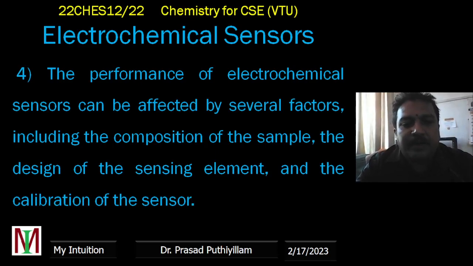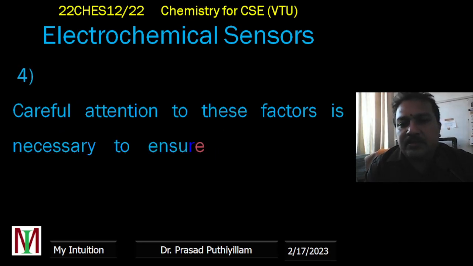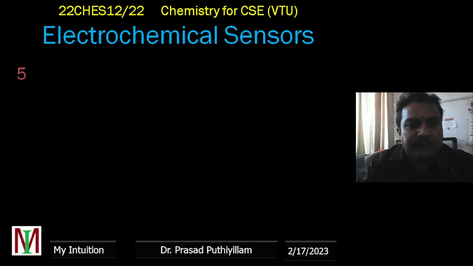Design of the sensing element means how we design that sensing element, the electrode. It may be a rod type, it may be a sheet type. So these different designs are used, and depending upon the design, the sensing will vary. And the calibration of the sensor means how we calibrate the entire sensor device. Based on that, the performance of the electrochemical sensor will be affected. Careful attention to these factors is necessary to ensure accurate and reliable measurements.